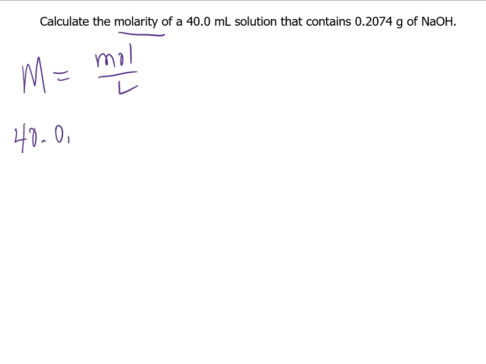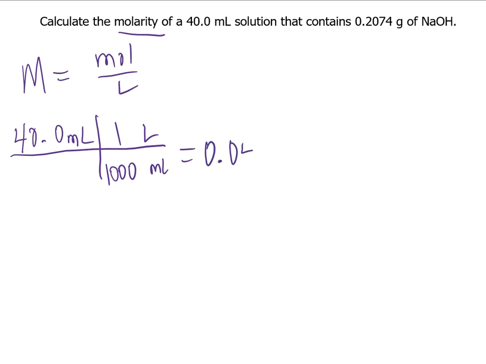So again, because it was in milliliters, we have to convert that as we just did. Get rid of the milliliters so that we're left with liters. It takes 1,000 of those smaller units to make one larger unit. So that means that my volume is 0.0400 liters. But it gave me the mass of sodium hydroxide. I need moles of sodium hydroxide. So we have to do that conversion.